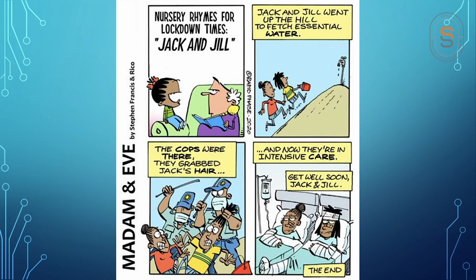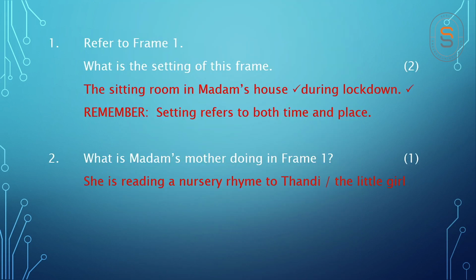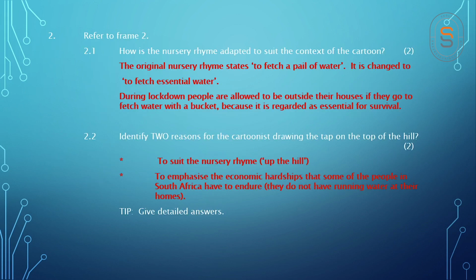So if we have a look, she's sitting with a book in front of her. Tandy is listening. So obviously she's reading a nursery rhyme to Tandy or to the little girl. All right, then the next question.